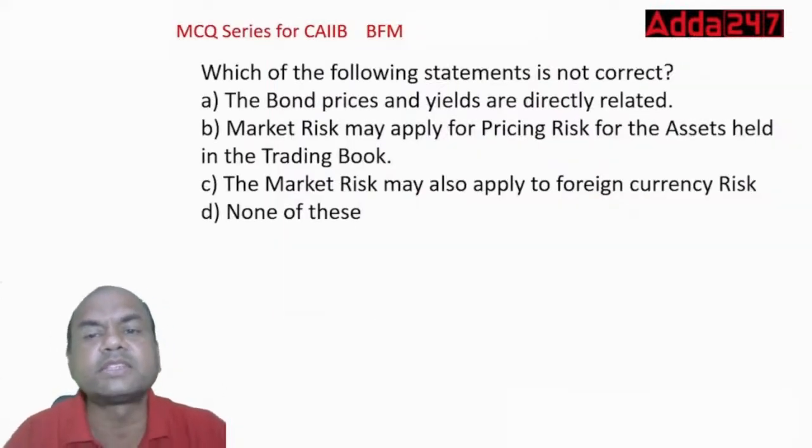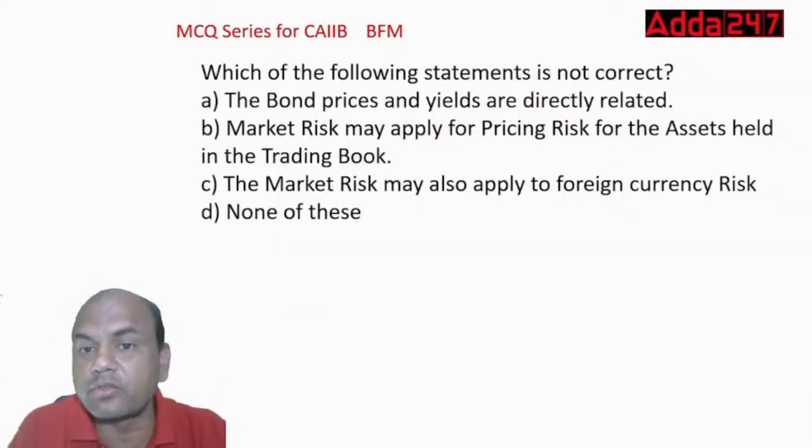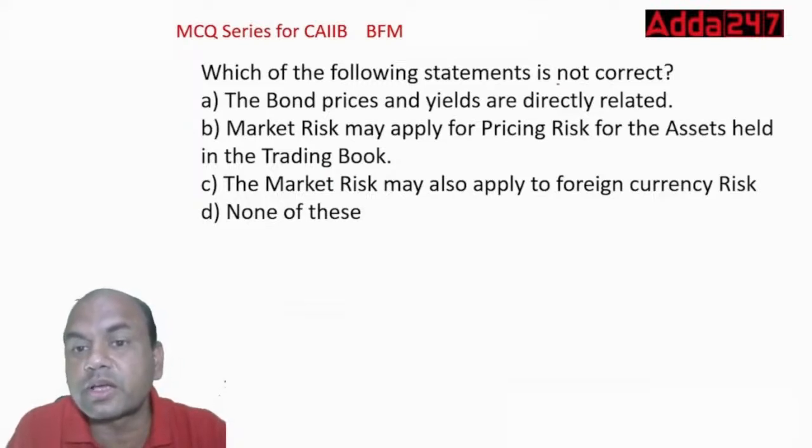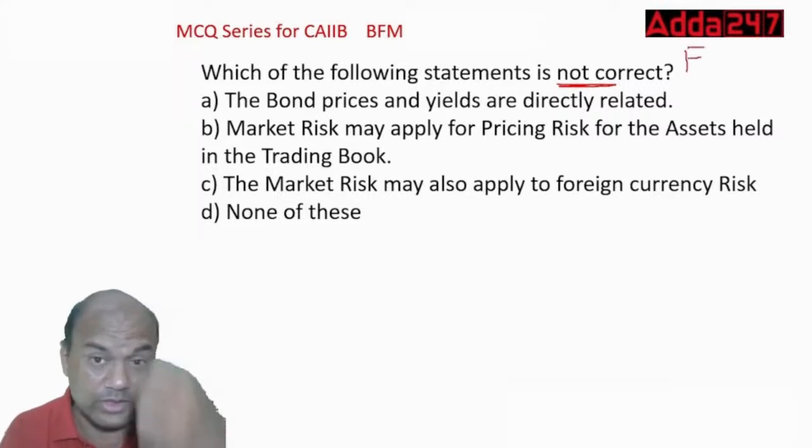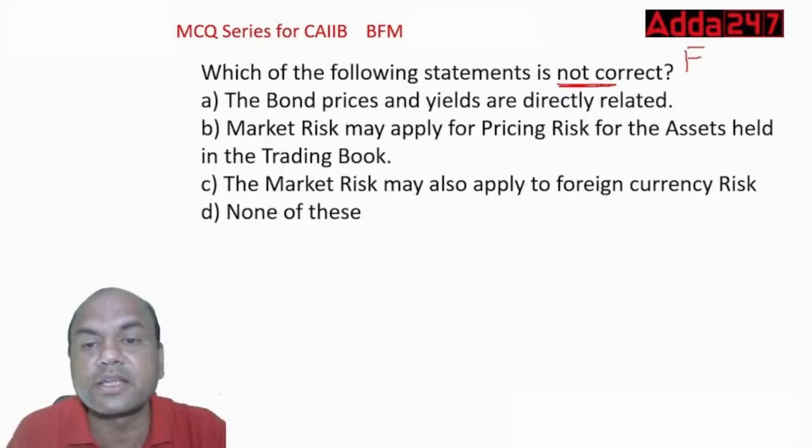Which of the following statements are not correct? Here, always focus on the question. Do they want correct or not correct, true or false, whatever. Okay. So this is they want false. Now focus on false. The bond prices and the yields are directly related. Directly.